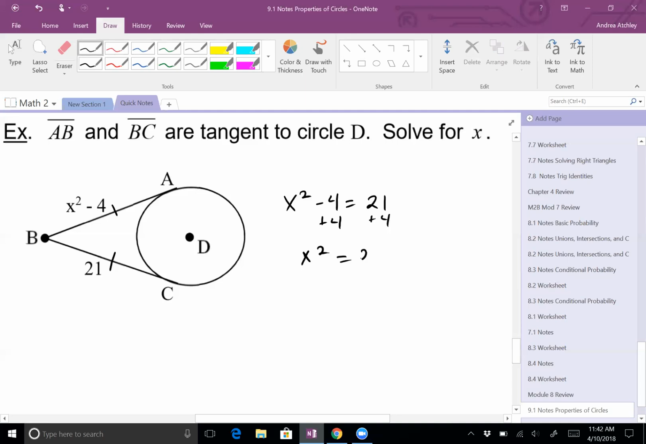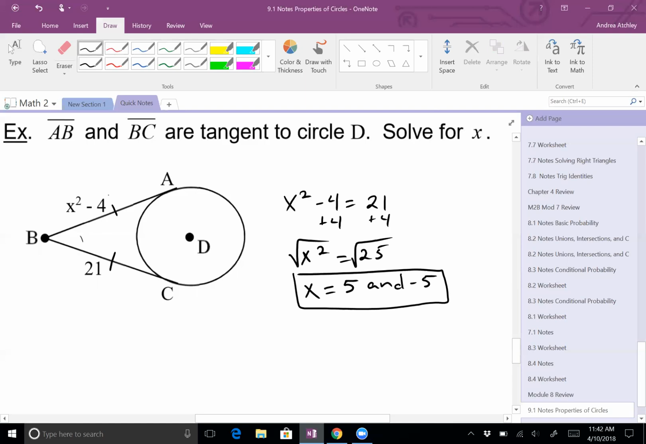X squared equals 25. We square root, square root. Class, what is the square root of 25? 5 and -5. In this case, both of them can work because I plug it into my expression here, x squared minus 4. If I plug -5 into that, -5 squared is positive 25 minus 4 would be a positive number. It would only not be able to be -5 if it made the segment length negative, because lengths can't be negative. Any questions over that?